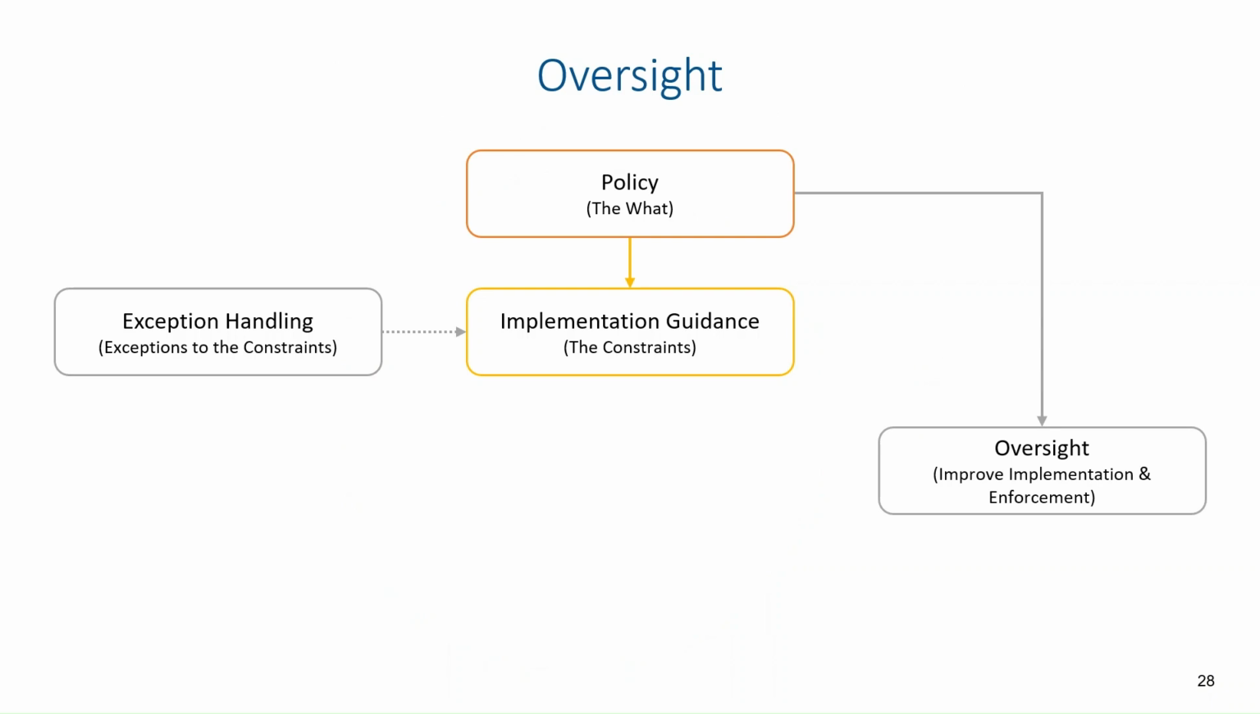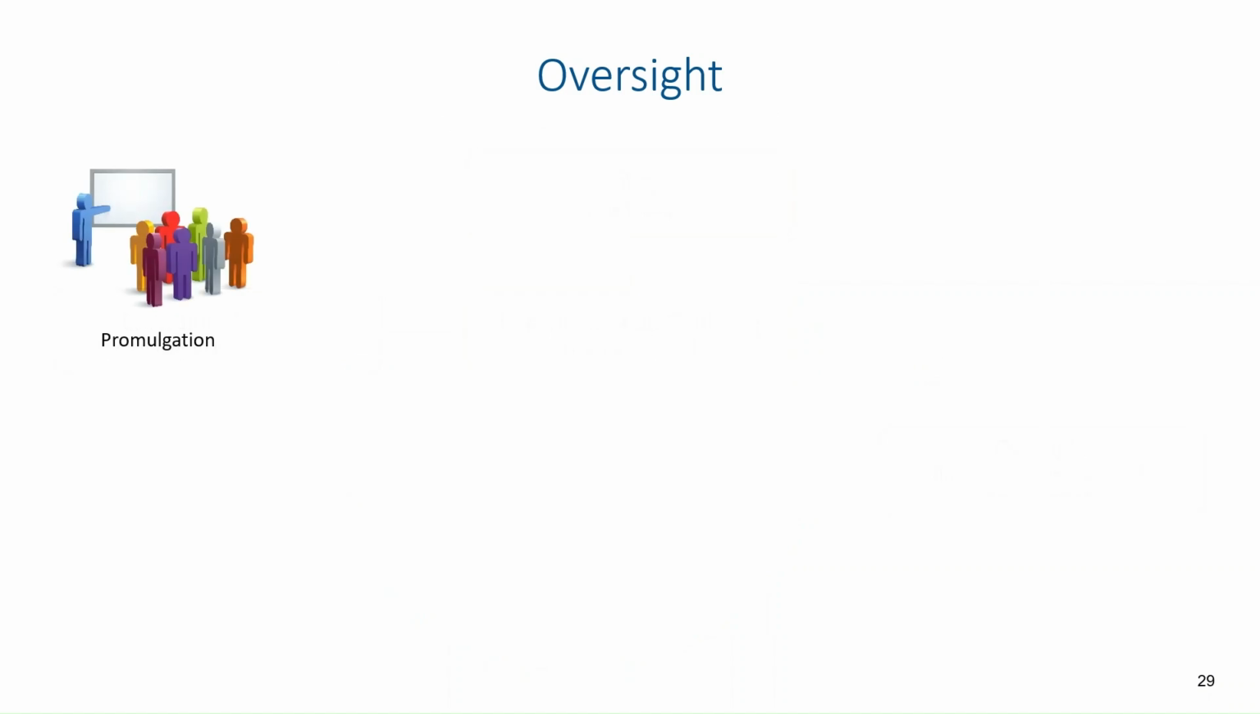The next part of policies is oversight, which is to help improve implementation and enforcement. So first we have promulgation, which is basically making users aware. This is through various training techniques. This could be videos or specific classroom settings where you train individuals on the importance of cybersecurity.